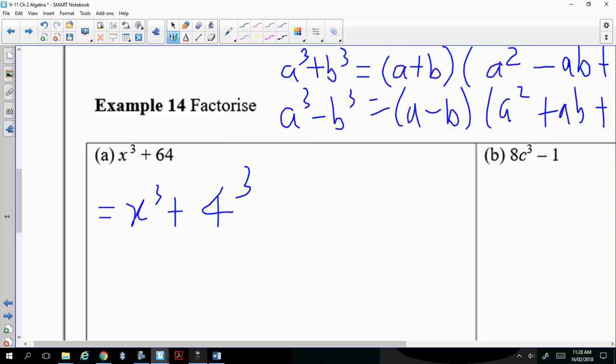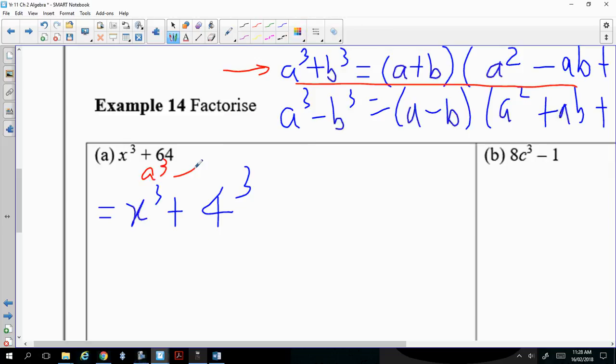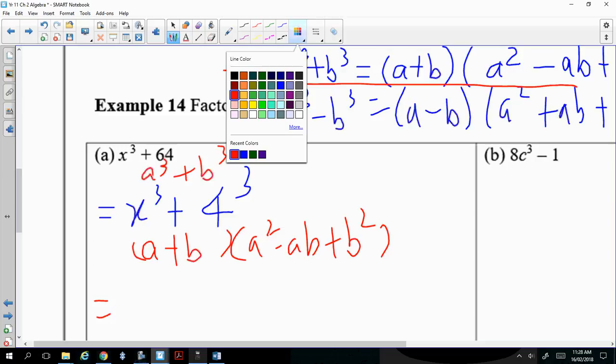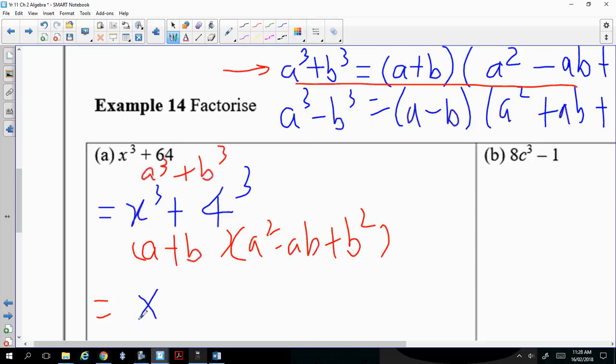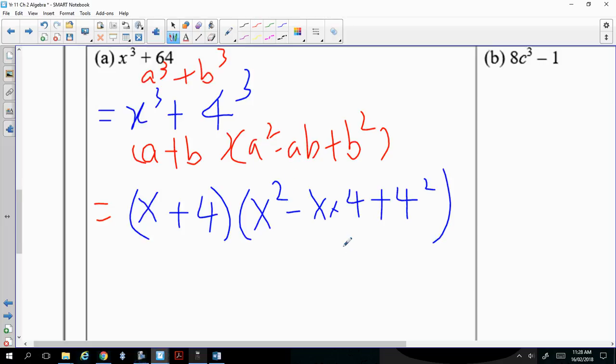This one here. Again, look carefully at the structure. If you're still not used to it, just write the formula on top and copy down the formula. You can just transcribe what you see. You just have to substitute. Using the formula, it becomes x plus 4, because the a and b are the x and 4, bracket, and then you go x squared minus x times 4 plus 4 squared. Get it? Just substitute into the formula. If you simplify further, that will be x squared minus 4x plus 16.